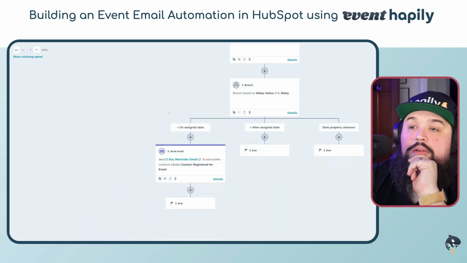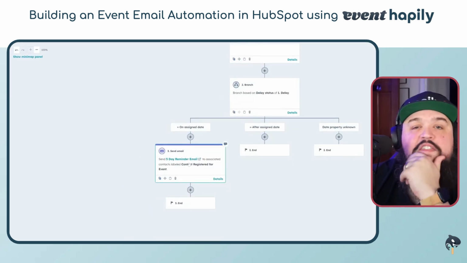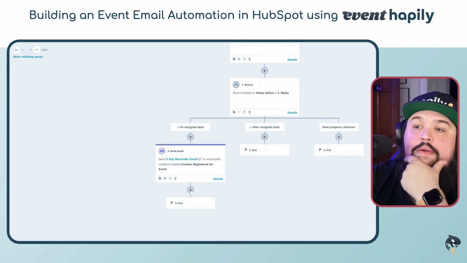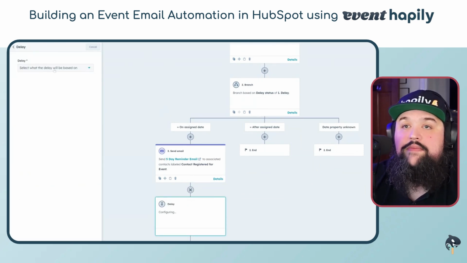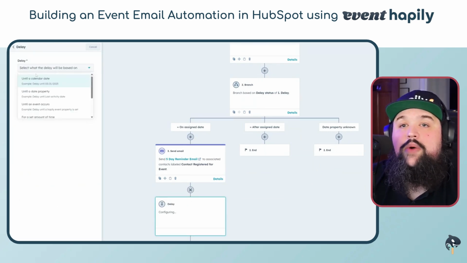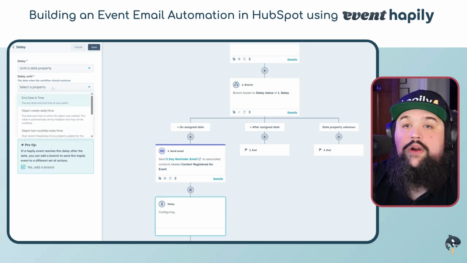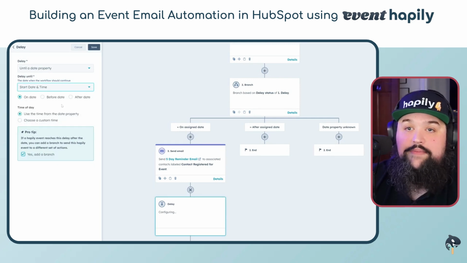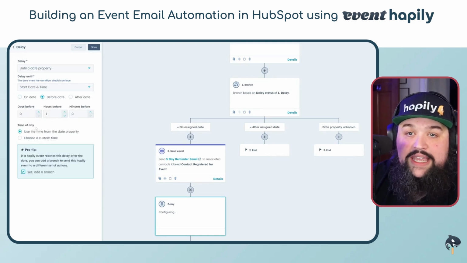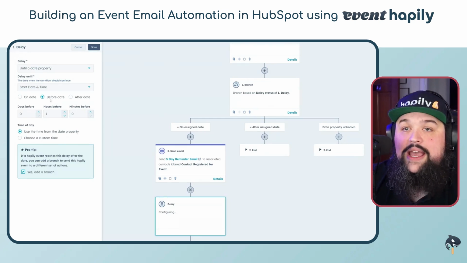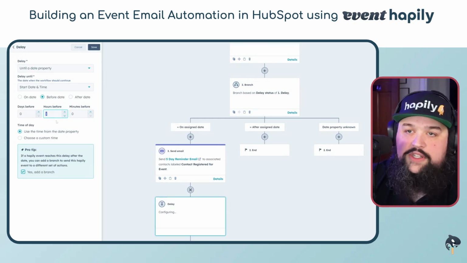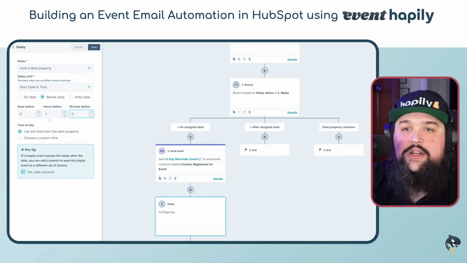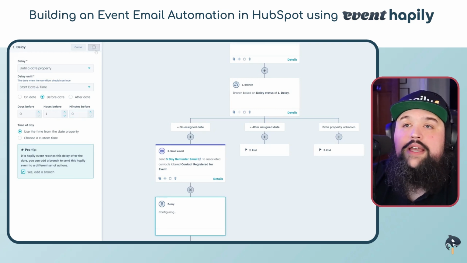Okay. Now, what if I want to do one an hour before it starts on the day of? How am I going to do that? I'm going to come down here. I'm going to do another delay. Okay. And we are going to delay until the date property again. And we're again going to choose start date and time. All right. So on here, we're going to choose before date. And we're going to, again, make sure time of day is using the time from the date property, okay? And it defaults to an hour before, so this is fine. But if you want to do minutes before or whatever, you can do that. I'm going to choose hour before, hit save.